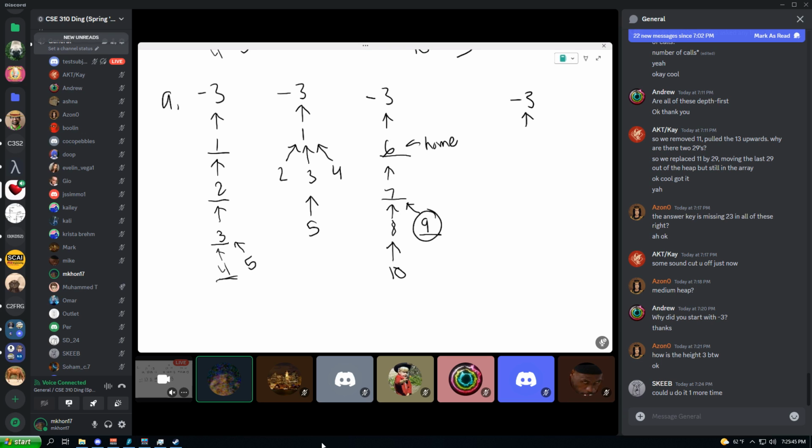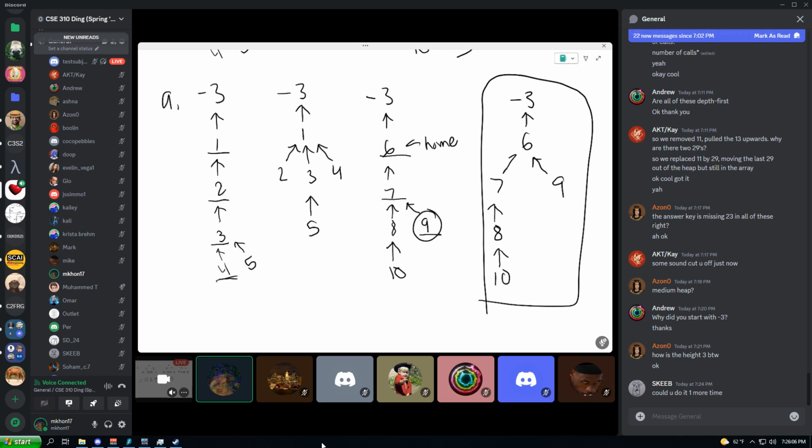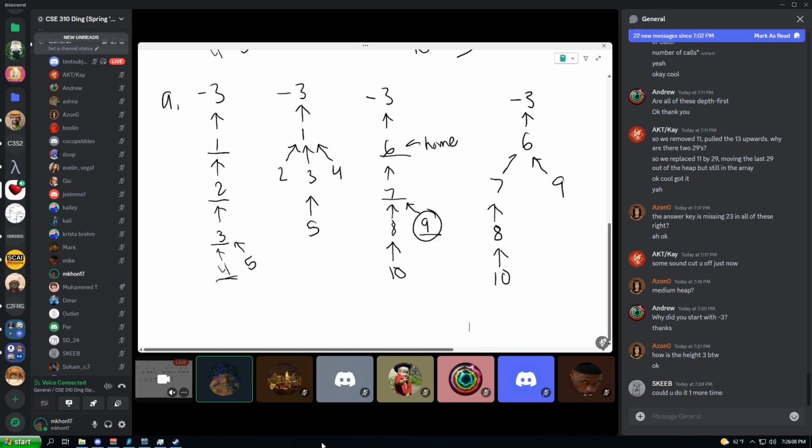So I'm going to rewrite -3 and 6. That's fine. But now, 7 is going to point to 6, and 9 is going to point to 6. We see 8 here. 8 was already pointing to 7, and it didn't get touched at all, so it'll stay pointing to 7, and 10 will stay pointing to 8. This is going to be my compressed tree here. Does that make any sense?